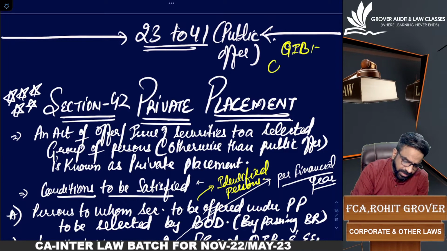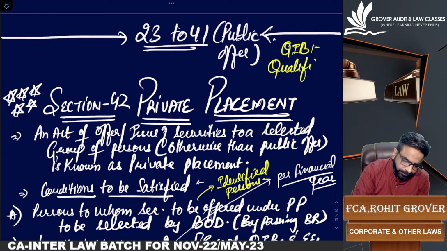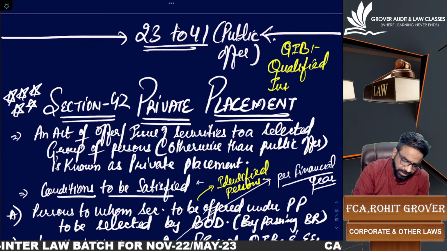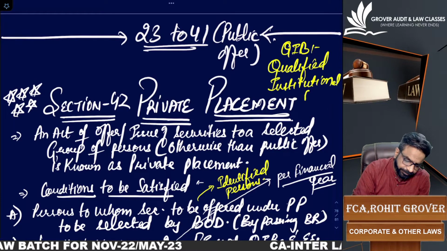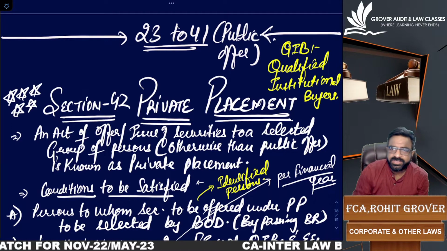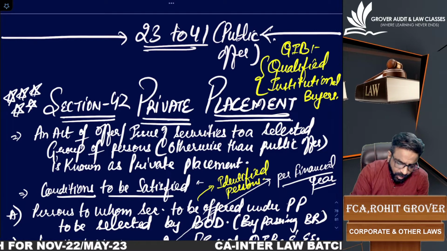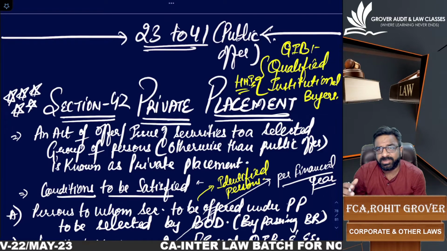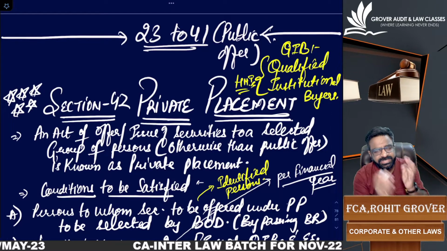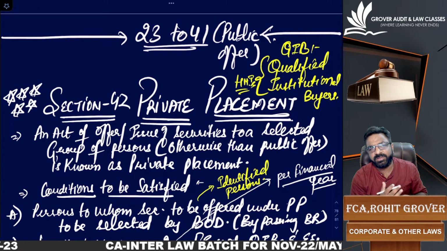QIB stands for Qualified Institutional Buyers. Sir, what do you mean by QIBs? QIBs are those people who are HNIs. What do you mean by HNIs? High net worth individuals. They are very rich people. They're a very rich category of people who buy your securities.